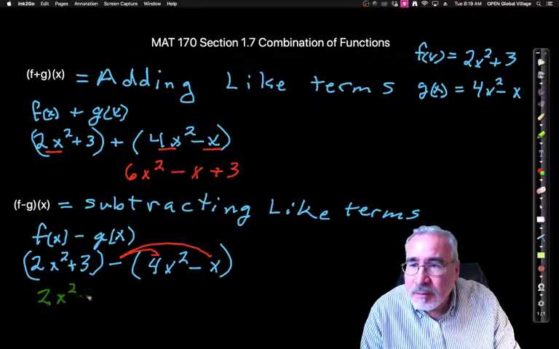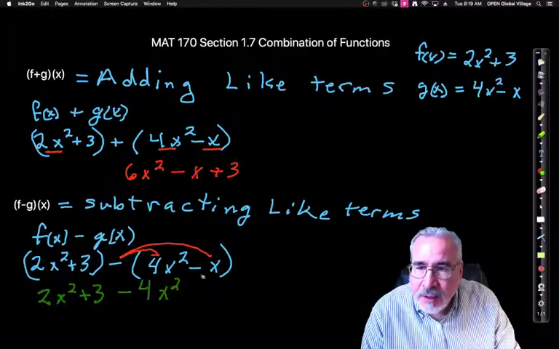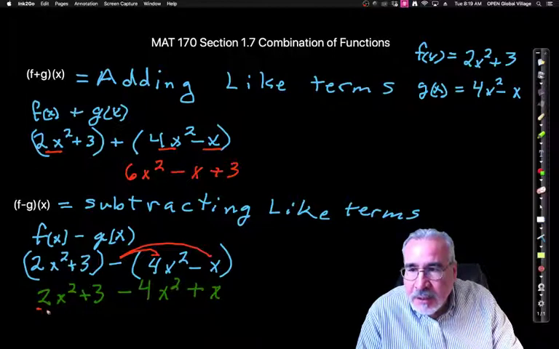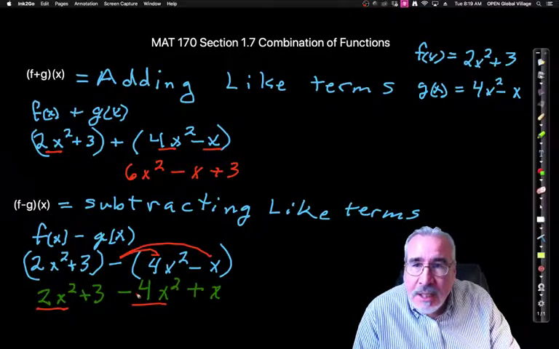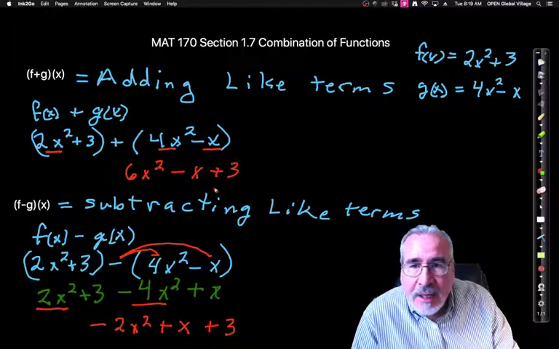And so what we're going to end up with is 2x squared plus 3, just taking the parentheses off, nothing happens there. But then this becomes minus 4x squared, and this next term becomes a negative times a negative is a plus x. Okay, so our final answer, combining like terms, positive 2x squared combined with a negative 4x squared gives us a negative 2x squared, plus x, because there's nothing to combine with it, and then plus the 3. So that's the difference between adding like terms and subtracting like terms.